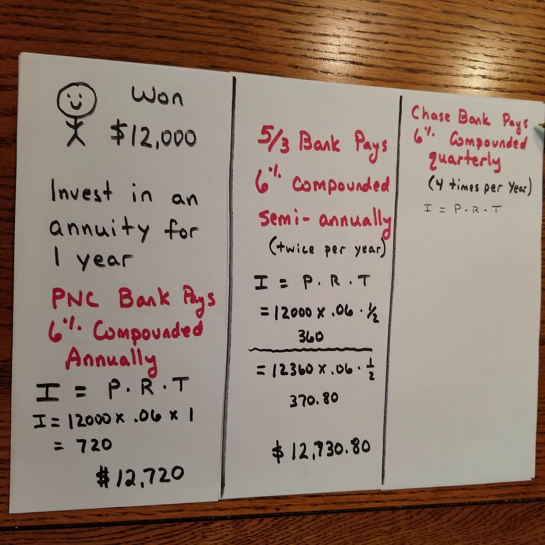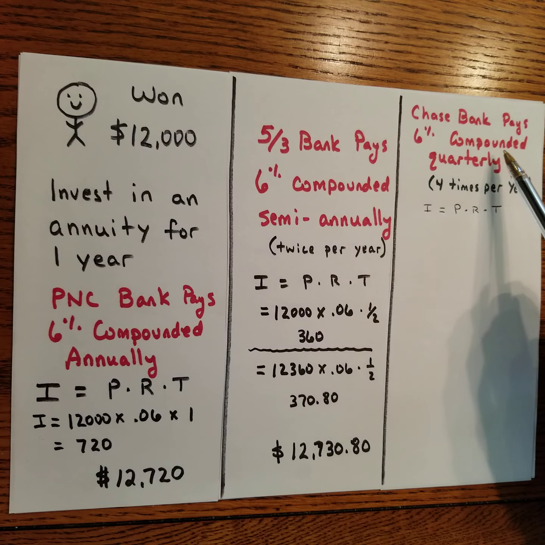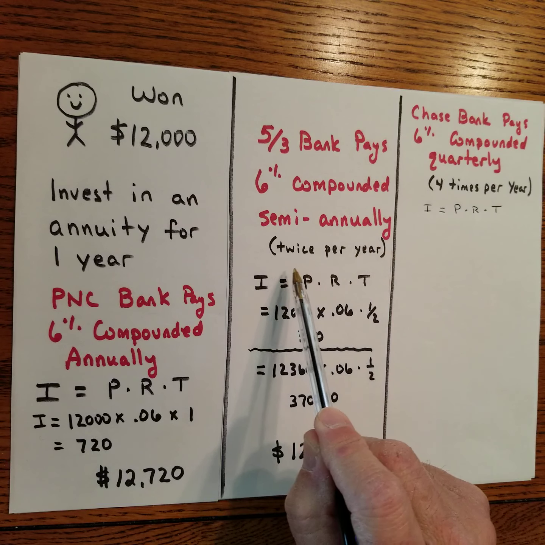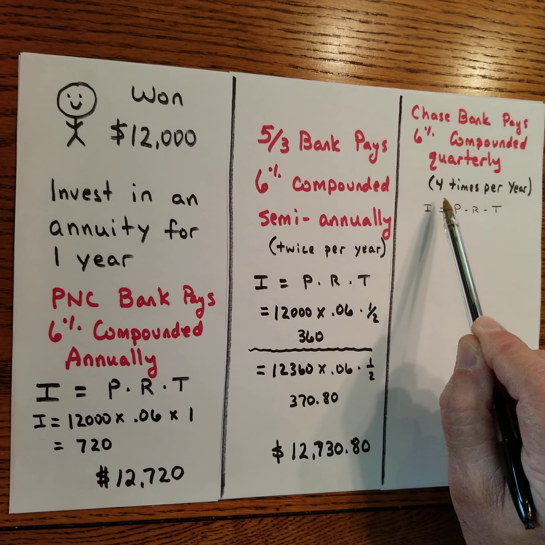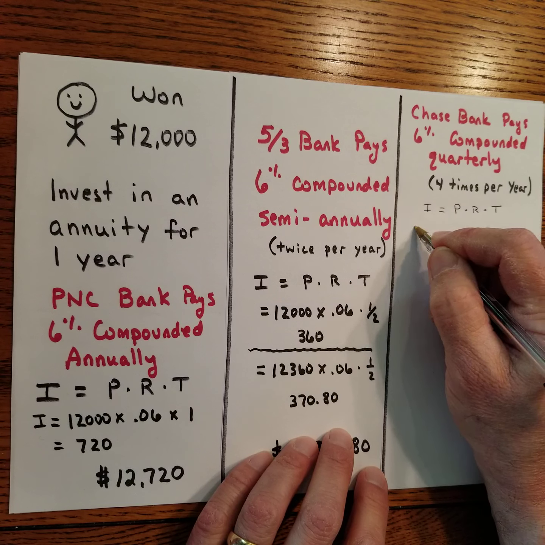But Chase Bank, just a little further down the street, says, hold on a minute. We'll take your $12,000. We'll pay you 6% interest. We compound quarterly. Semi-annually was twice per year. Quarterly is 4 times per year. Every 3 months, they compound your interest. Let's see how that would look.